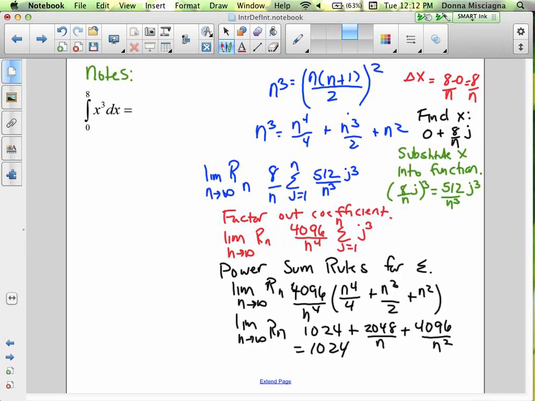So here we need to integrate. So we're going to increase the exponent by 1, divide by the same amount, and then we're going to evaluate from 0 to 8. So we'll plug that in. We have 8 to the 4th divided by 4 minus 0 to the 4th divided by 4. 8 to the 4th is 4,096, divided by 4 minus 0, and that's going to be 1024. So it's nice when they match up because it means we didn't make any errors on either side.